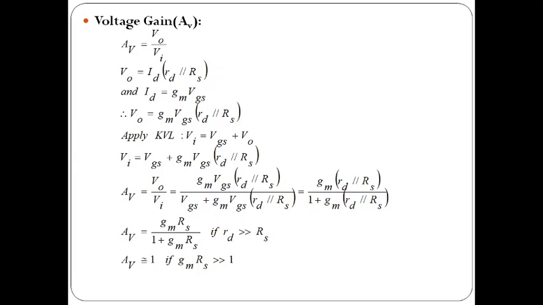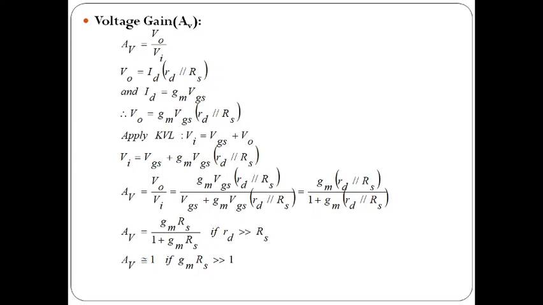So now we can write Av equals V0 by Vi equals gm into Vgs into (RD parallel to RS) by (Vgs plus gm into Vgs into RD parallel to RS). Simplifying, Av equals gm into (RD parallel to RS) by 1 plus gm into (RD parallel to RS). If RD is much greater than RS, then the equivalent resistance equals RS. Then Av equals gm RS by 1 plus gm RS. If gm into RS is greater than 1, then Av approaches unity.